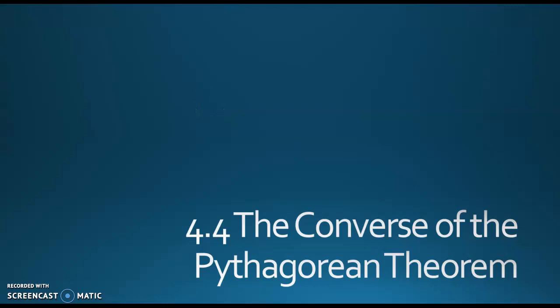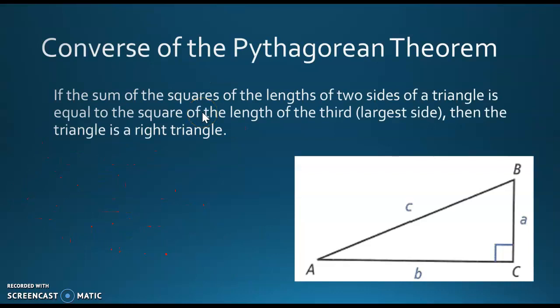So this next lesson, we're talking about what is called the converse of the Pythagorean theorem. Our Pythagorean theorem stated that if we had a right triangle, then a squared plus b squared equals c squared. So what the converse does is it takes it backwards.